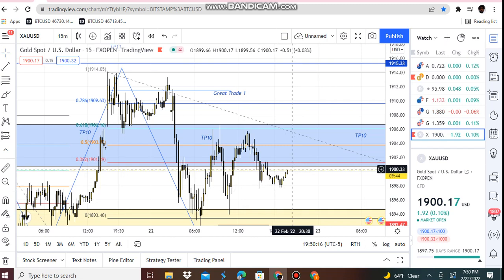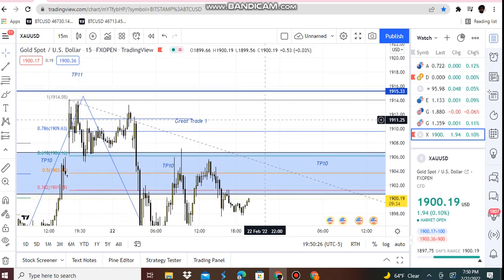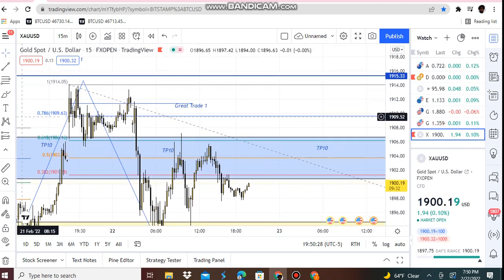Now price is about to go back to take profit 10. It's at 1900 right now. This is our take profit 10 level at 1900. It starts at 1900, and we should see price going to take profit 11 now. Again, we should see price going to take profit 11.